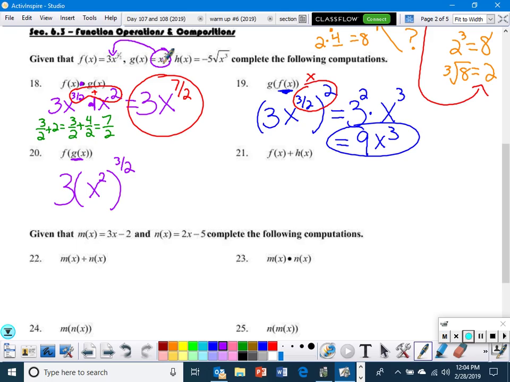All right, well, in this problem, nothing happens to the 3 because it's on the outside. But again, here we're going to multiply the 2 and the 3/2 together, and that will be the same as problem 19. 2 times 3/2 is 3. So in this problem, the answer is 3x cubed. All right.